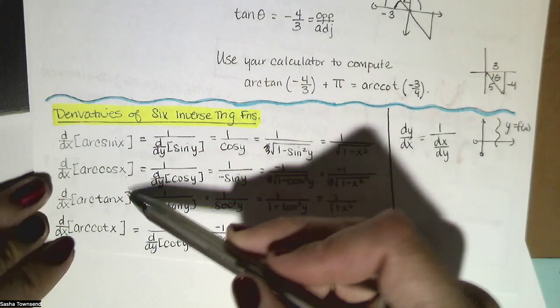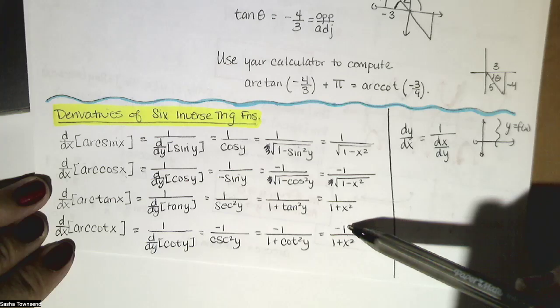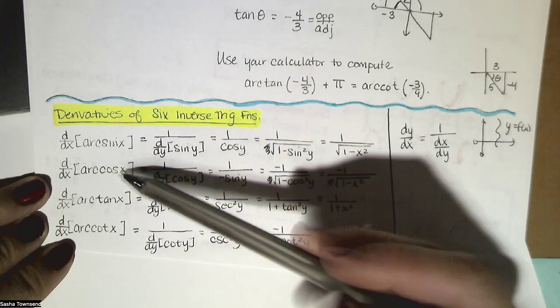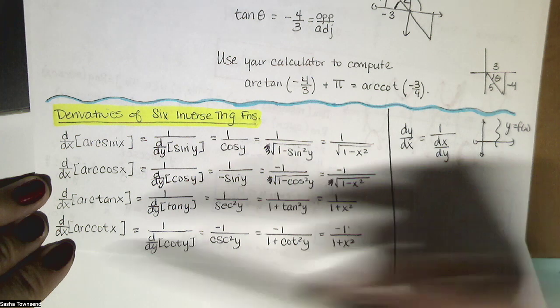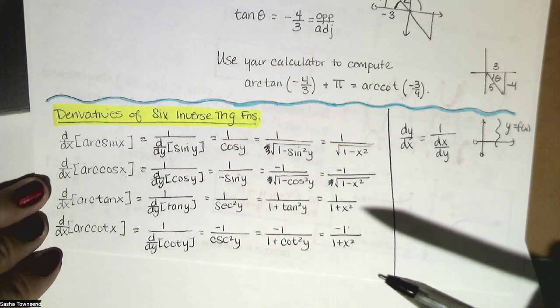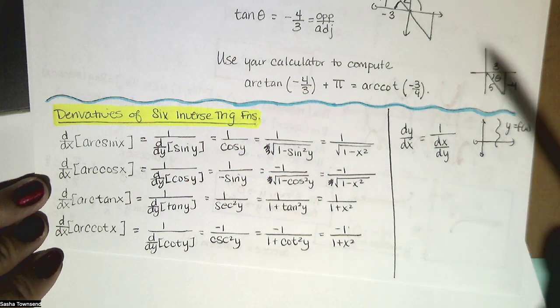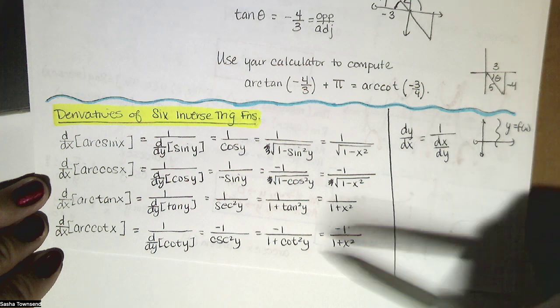So we see the derivative of arctangent and arccotangent are the same, except this sign is negative. The derivative of arc cosine has a -1 factor. The derivative of arc cotangent has a -1 factor. And we'll see that the derivatives of arc secant and arc cosecant are the same, except the arc cosecant function will have a -1 factor.